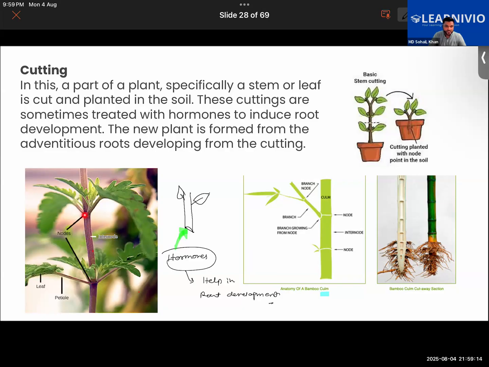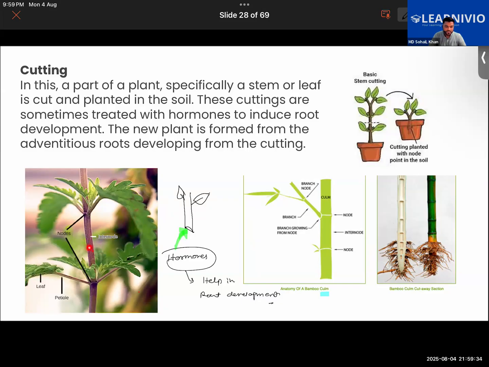The node is connected to the stem, which connects the leaf with the stem, from where a branch grows out. So the point in the stem, the portion of the stem from where a branch grows out, that is called a node. Right, now in order to grow, you have to cut out a portion from here.